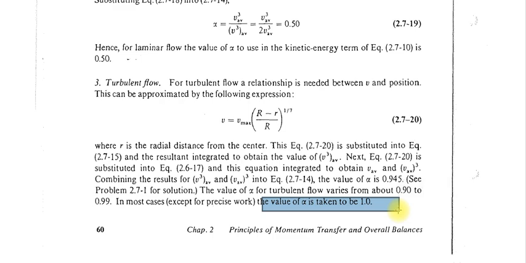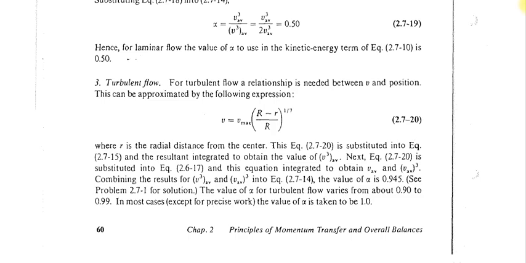So whenever you solve this problem, first you have to determine whether it is a laminar flow or a turbulent flow. How do you determine that? By calculating the Reynolds number. So first calculate the Reynolds number in a circular pipe. If the Reynolds number is less than 2100, that means it is a laminar flow, and you take the value of alpha as 0.5. If it is greater than 2100, it might be a transition flow or turbulent flow, and you take the value of alpha as 1.